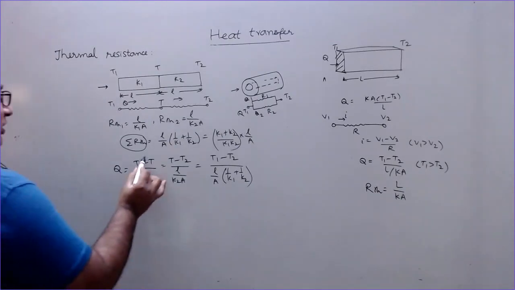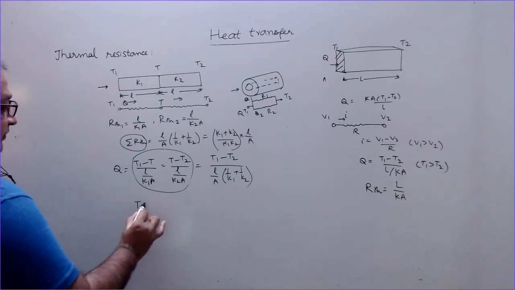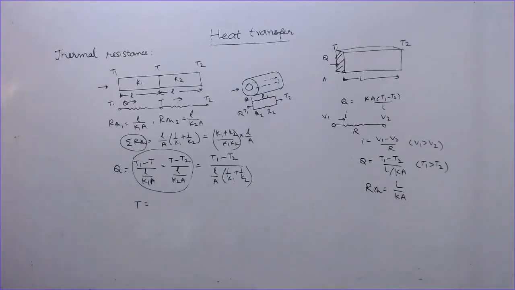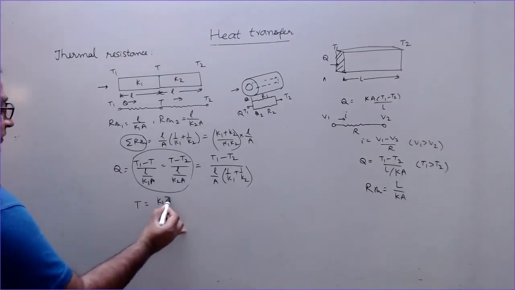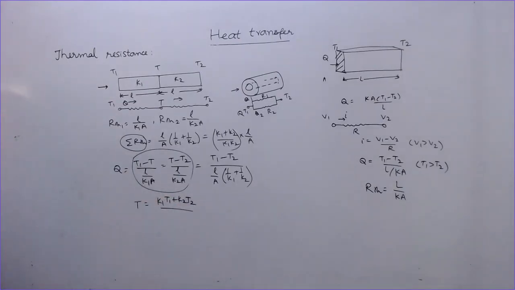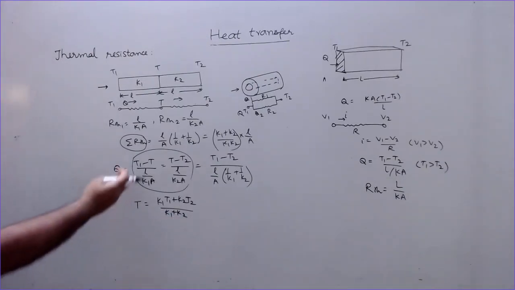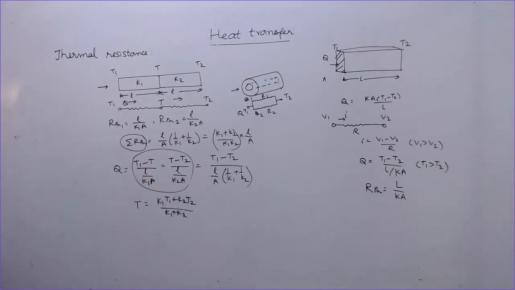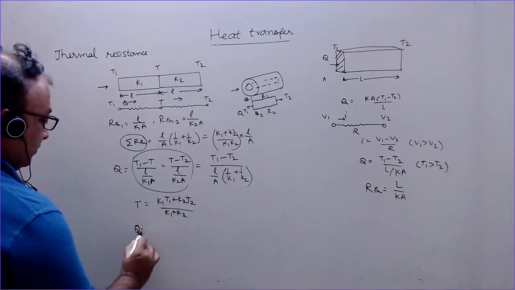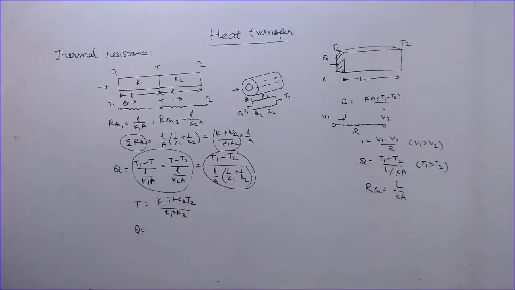So we can solve these to find the temperature T across the two ends, and this gives you (K1 T1 plus K2 T2) upon (K1 plus K2). On solving you will get this. And if you put the value of T here, you can get the heat flow, or you can write it from this third expression. So this is how you can write.